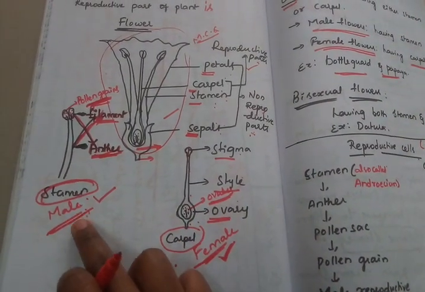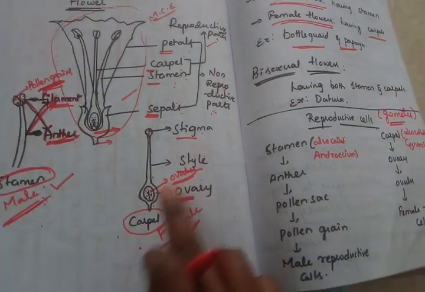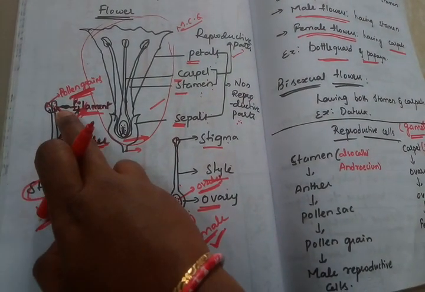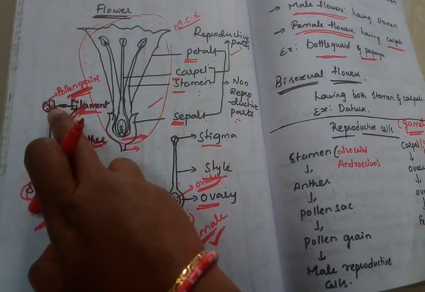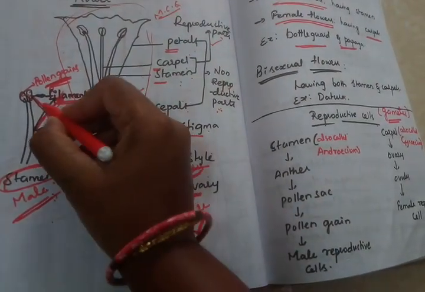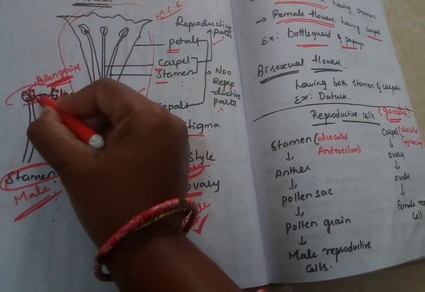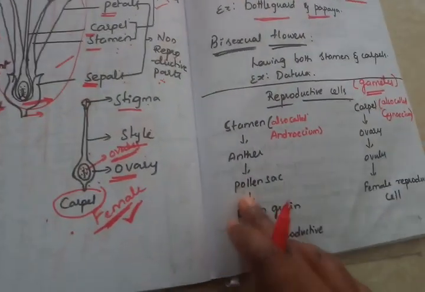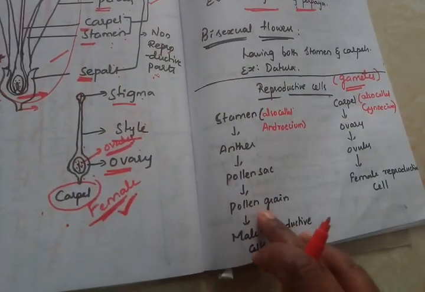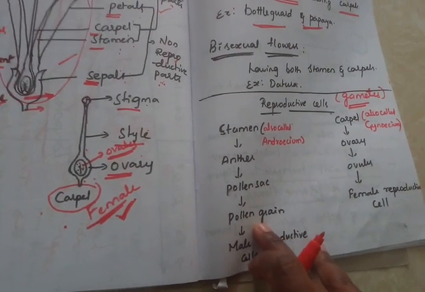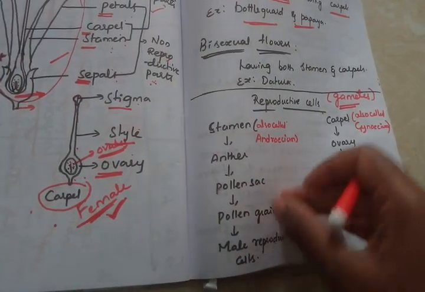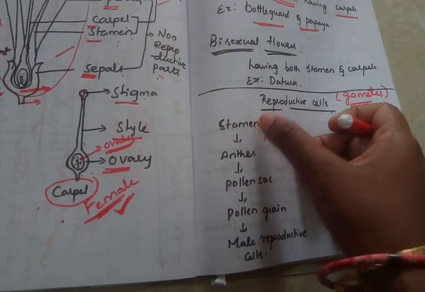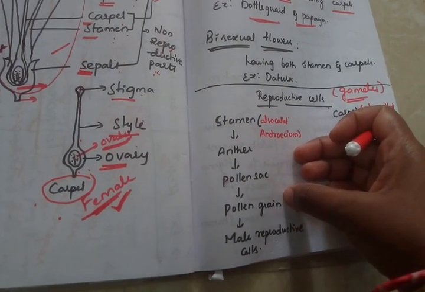In the last video we already saw the male reproductive part of the flower, that is the stamen. Inside the stamen there is the anther, and in the anther there is the pollen sac. This is called the anther and this is called the pollen sac. There are two pollen sacs in this anther. In the pollen sacs we have some grains, which are called pollen grains. Everybody knows this from our childhood. The stamen contains pollen sacs and pollen grains.